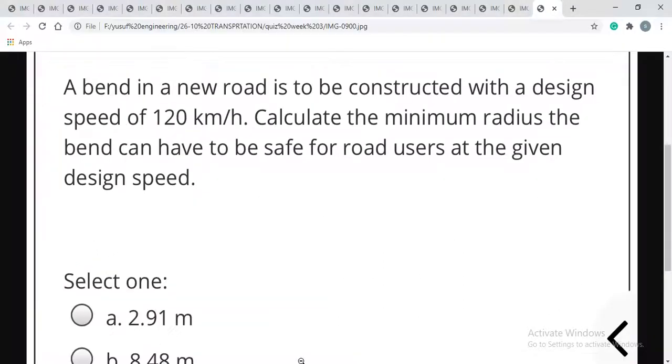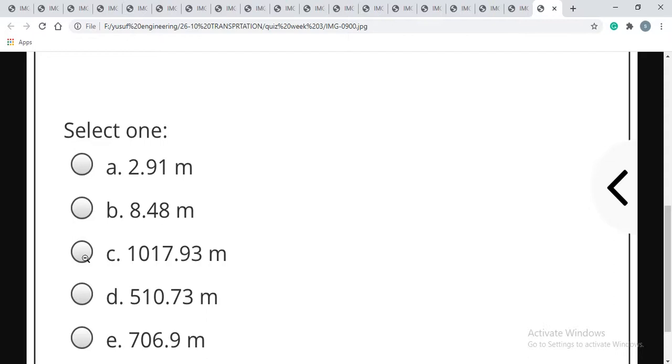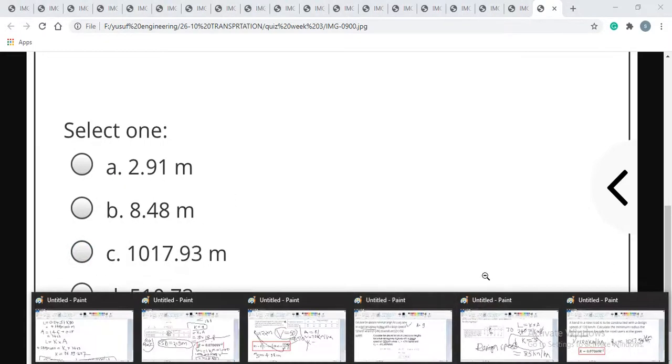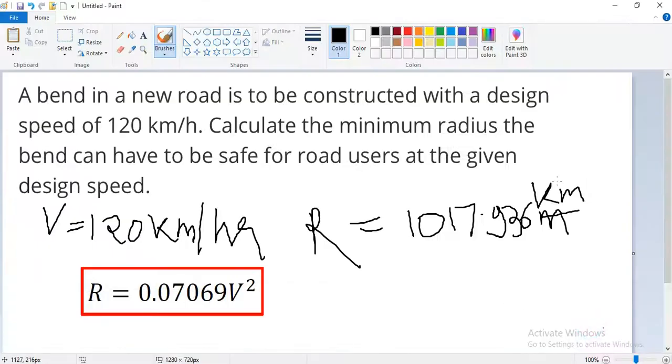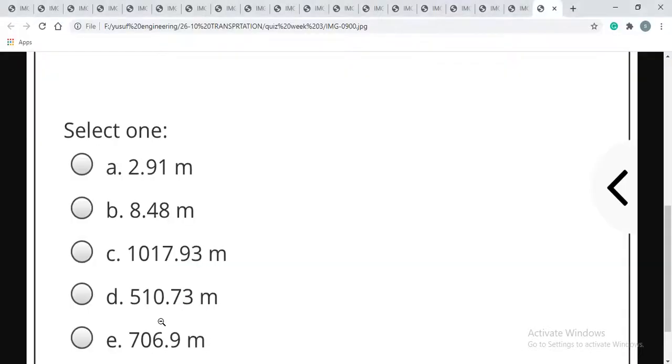So the right answer is 1073. Okay, this C is correct. The answer will be in meter here, not in kilometer. The answer is automatically coming in meter directly. So the right answer is C. C option is correct.